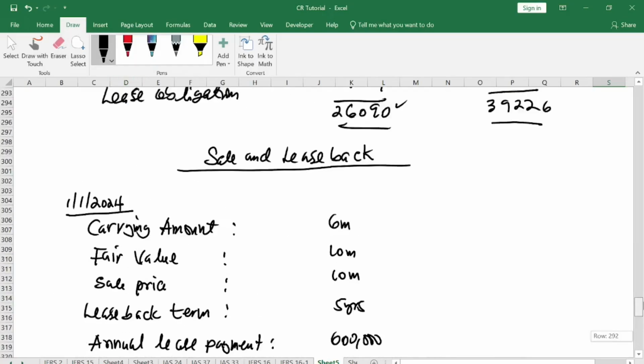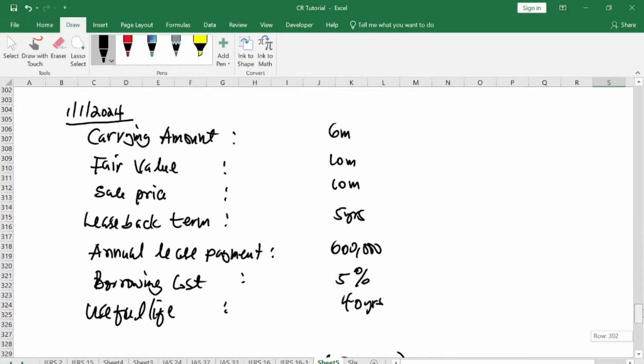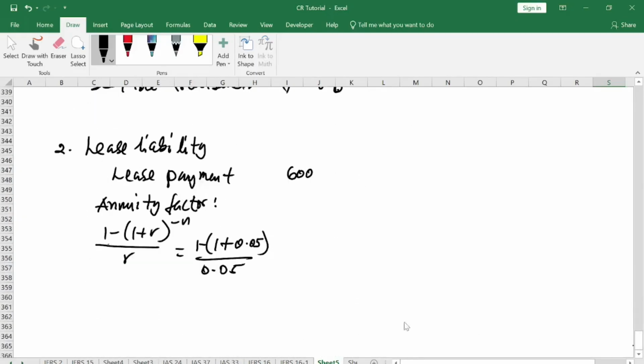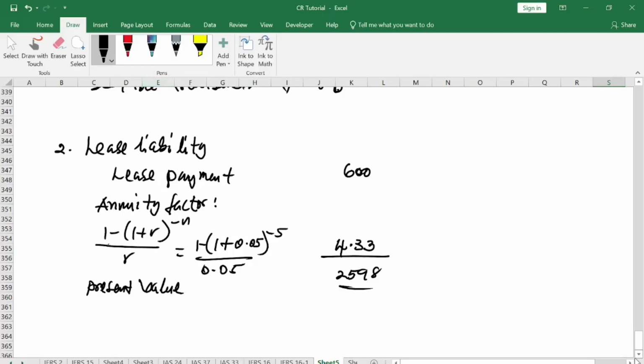The lease term is how many years? 5 years. So it is negative 5. So we will have 1 minus (1.05) to the power of negative 5, divided by 0.05. This gives me 4.33. So 600,000 times 4.33 gives me 2,598,000. This is my present value under this contract.